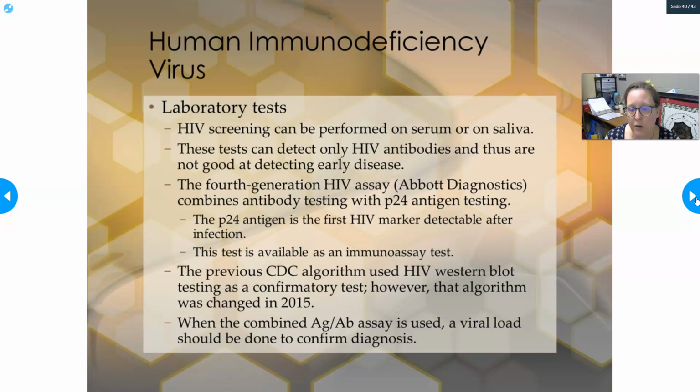The previous CDC algorithm used the HIV Western blot to confirm, but that was changed in 2015. And now with this combo of antigen antibody assay, they can just do a viral load to confirm diagnosis.